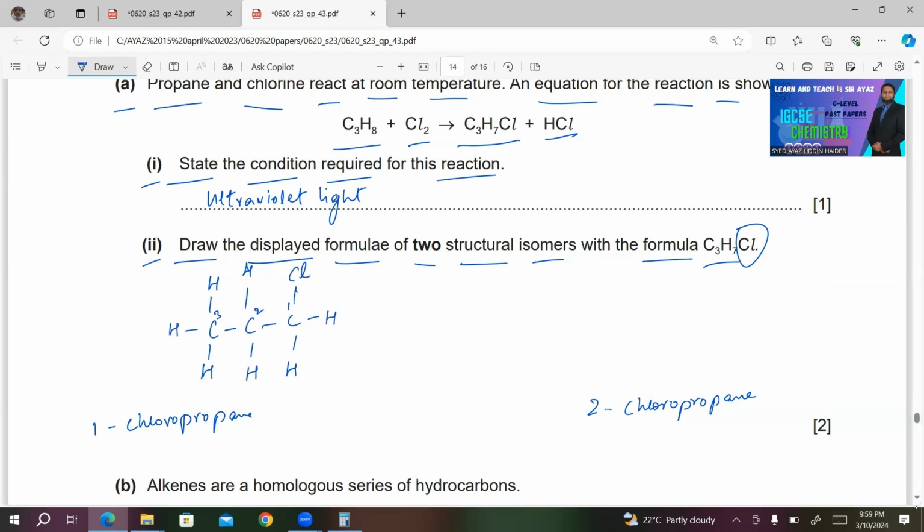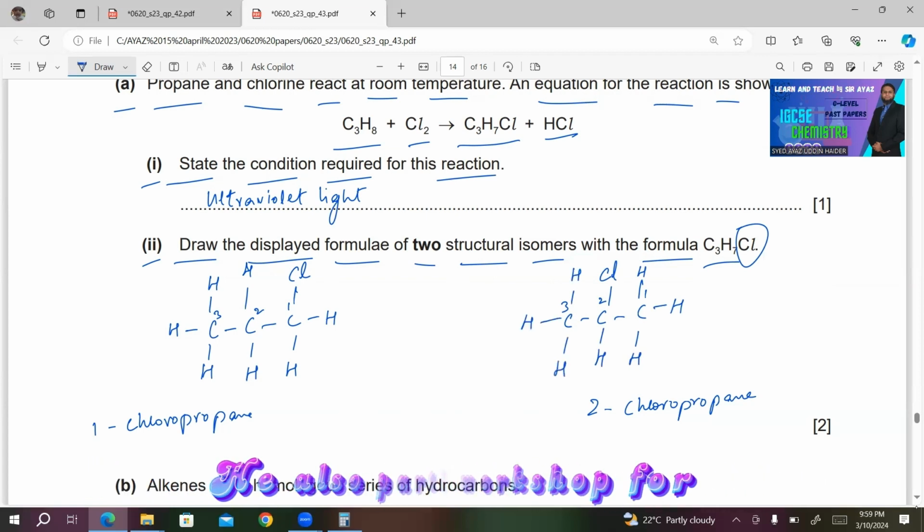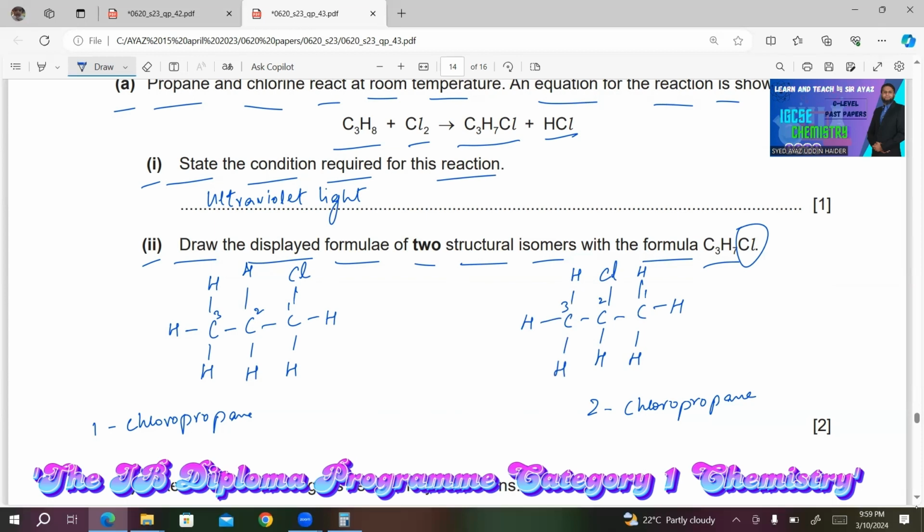What about 2 chloropropane? Again, we have 3 carbon, 1, 2, 3. I'm counting from right hand side. This time I'm placing the chlorine on the second carbon, Cl. Now let's saturate the carbon with hydrogen. So these two will be the final formula for the structural isomers with the formula C3H7Cl.